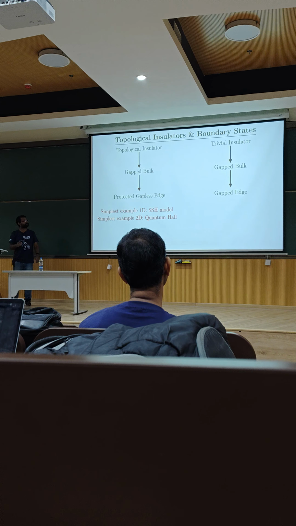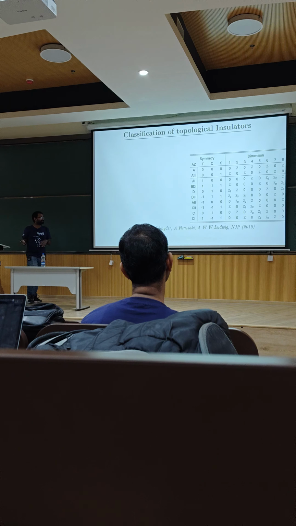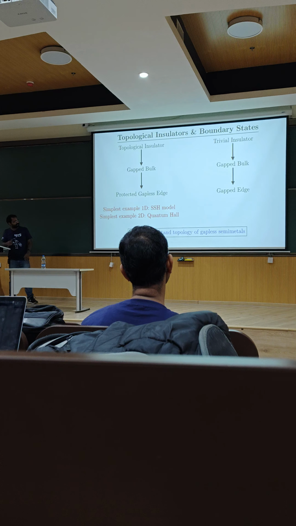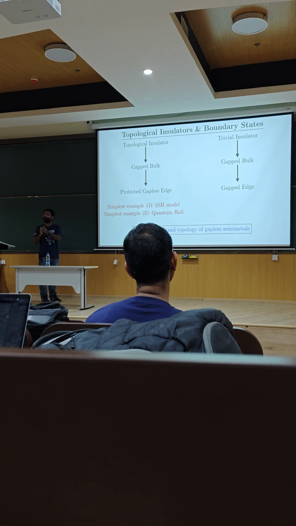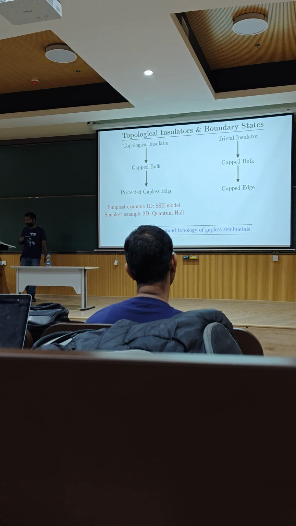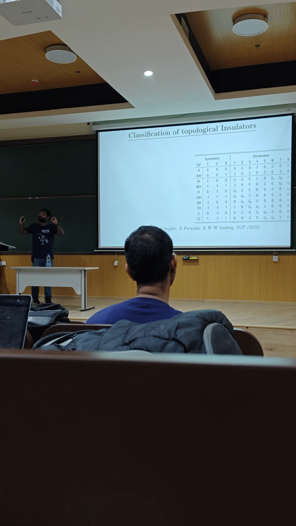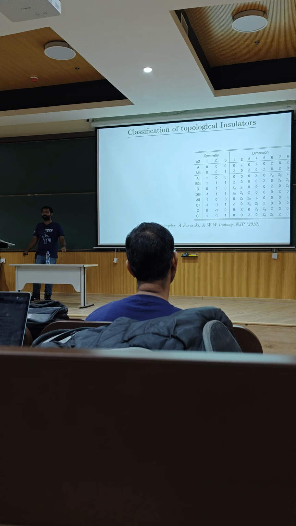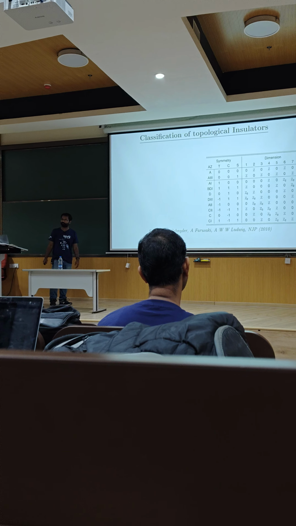Okay, so I told you about the third kind, which is the semi-metals. So I'm going to tell you very quickly how to understand semi-metals and the type of problem that we have. Okay, so there are actually many topological insulators, not just in 1D, but you can define them in higher dimensions.